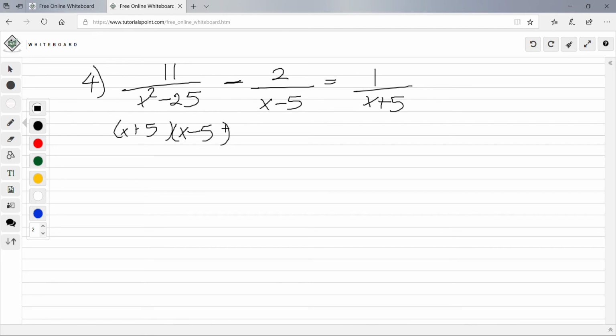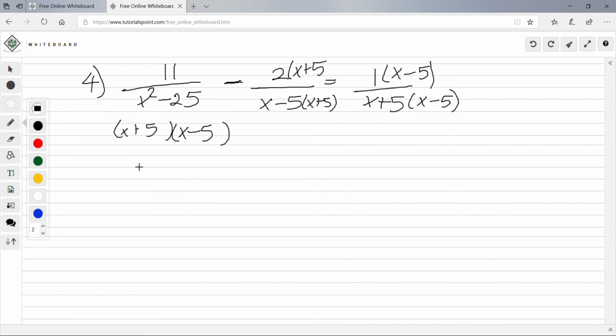So if that's our common denominator, let's go on the right. What are we missing? We're missing an x minus 5. And over here, we're missing an x plus 5. And over here, we don't need to touch it. And then we agree that the denominator cancels. So you're just left with the numerator.